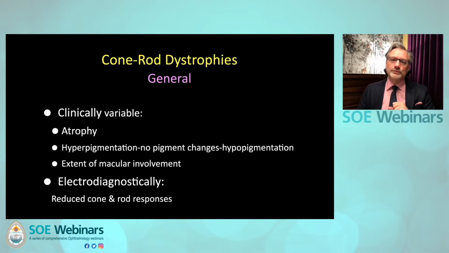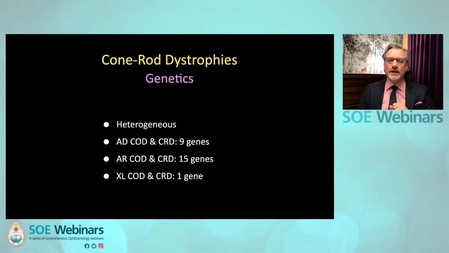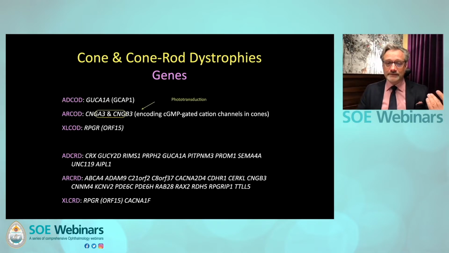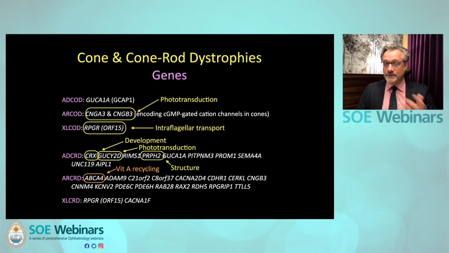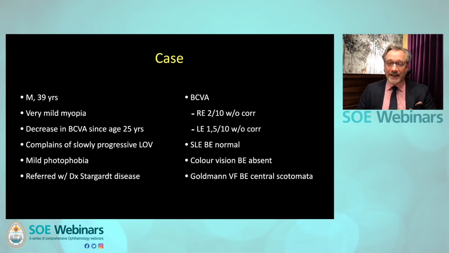Let's look at cone dysfunction. Generally speaking, problems with cones. Here you see 9 genes, 15 genes, and 1 gene, depending on dominant, recessive, and X-linked. You can see that they're involved in phototransduction, in transporting the photoreceptors, in development of photoreceptors, again in structure, and even in vitamin A recycling. All of these genes can be at the basis.